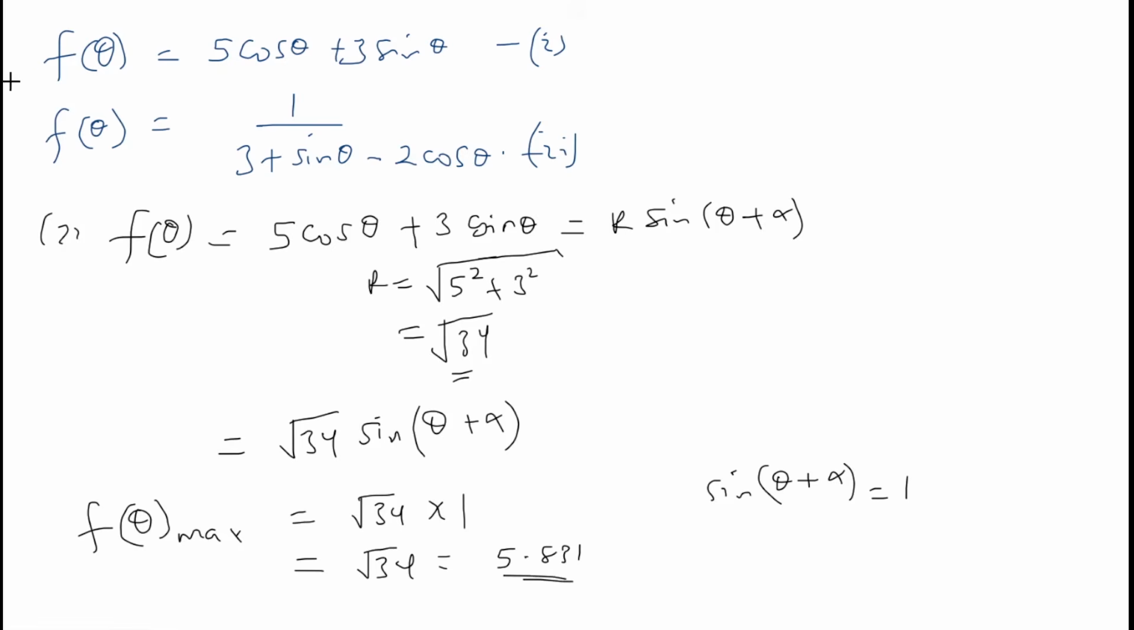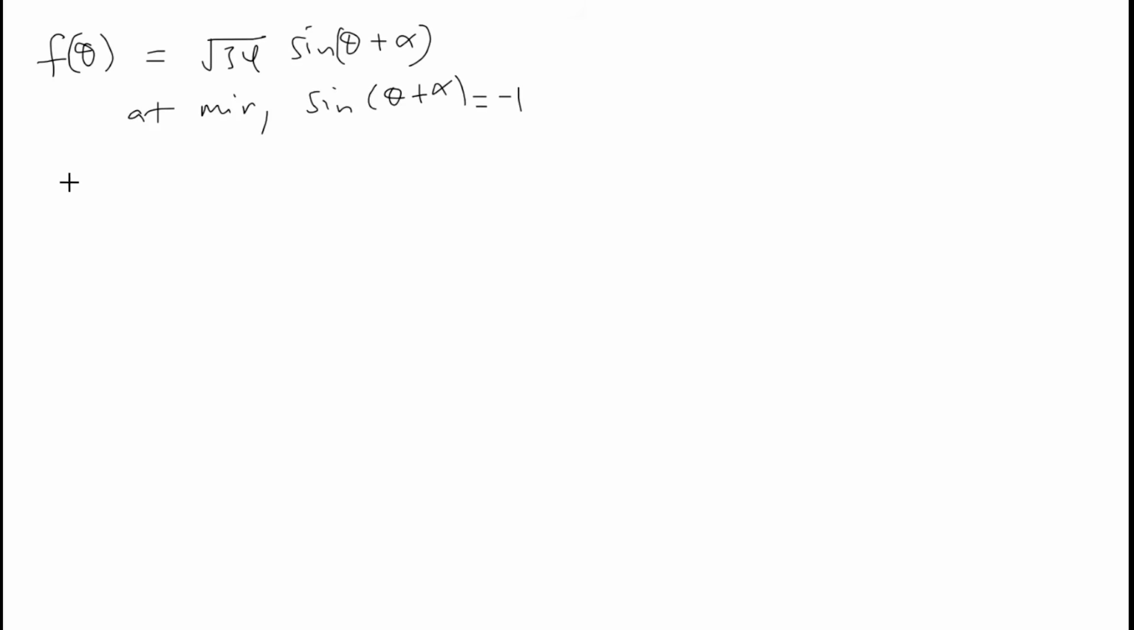Now, what about the minimum? Our function f(theta) was related to the square root of 34 sine(theta plus alpha). Now at minimum, we know our sine of any angle, in this case sine(theta plus alpha), is equal to negative 1. So it means our minimum signal strength expected is equal to the square root of 34 times negative 1, which is equal to negative root 34, which is approximately equal to negative 5.831.